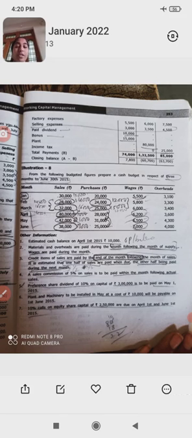Let us discuss today FM class cash budget, which is the 8th model. Cash budget, 8th one. From the following, as I gave you the 7th problem as homework, let's go with the 8th problem.